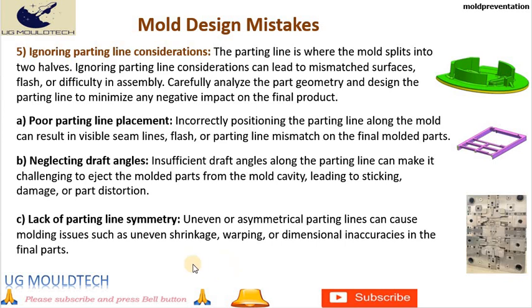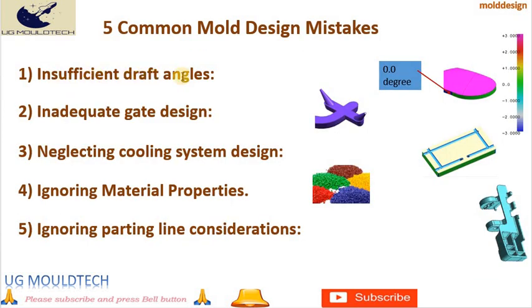Now let's summarize all 5 points. 1. Insufficient draft angles. 2. Inadequate gate design. 3. Neglecting cooling system design. 4. Ignoring material properties. 5. Ignoring parting line considerations. Remember, by avoiding these common mistakes, you can significantly improve the reliability and efficiency of your mold design.